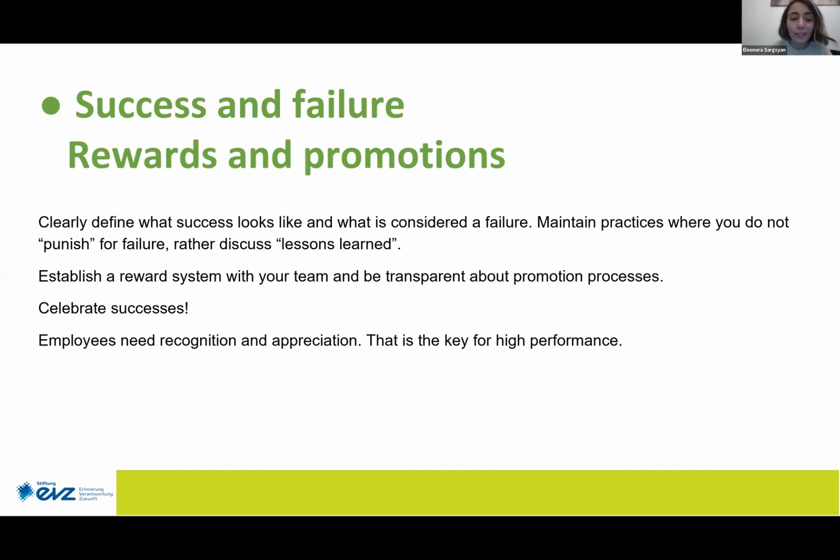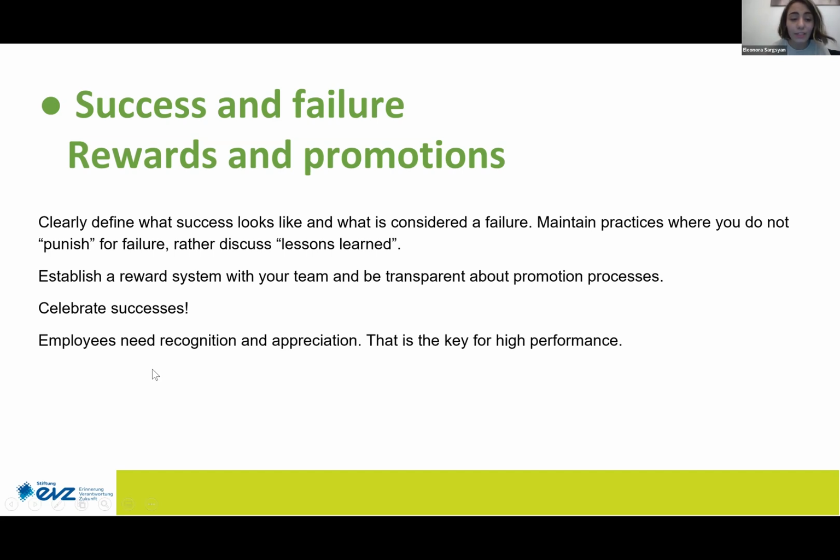Success and failure, rewards and promotions. People are people, and people want recognition and appreciation, and success. Having a clear statement about what is considered success and failure makes people either take the success or escape it in any way possible. So you need to clearly define what success looks like and what is considered a failure. What I want to emphasize here is that in a good team working environment, leaders should maintain practices where you do not punish for failure, but rather discuss lessons learned. Establish a reward system with your team and be transparent about promotion processes. You can, for example, have a grading document where certain kinds of activities get certain points, and people get promoted depending on these points. So the promotion process is clear and transparent for everybody, so as not to let any gossiping.